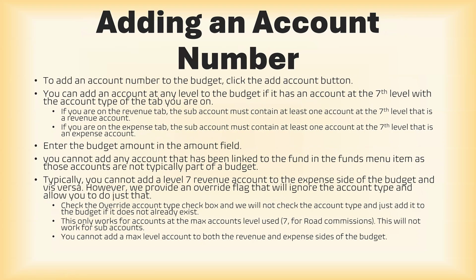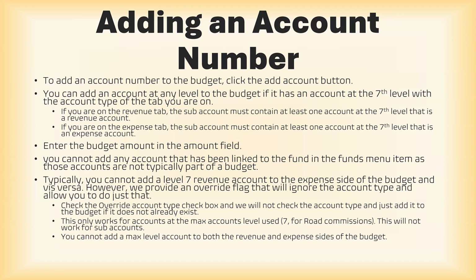So when you're adding an account number to a budget, you obviously click the Add Account Number budget. You can add an account at any level as long as there is an account at the 7th level with the account type of the tab you are on. So if you try to add an account at the 3rd level, we need a revenue account at the 7th level for that sub account to be included in our revenue side.